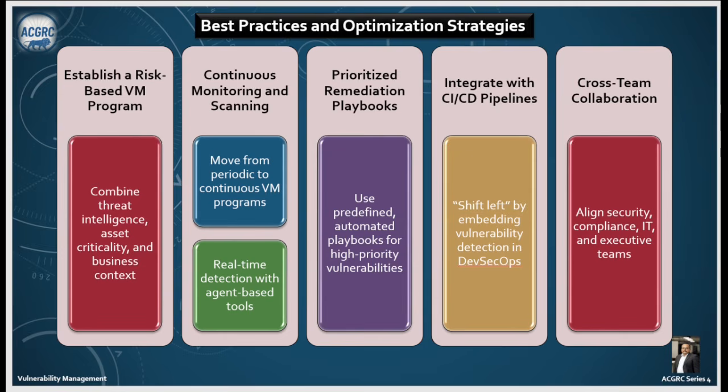Use asset context for smart prioritization. That is, understand the importance of each asset in your network. Link vulnerability scanners to your CMDB, so each finding is tied to a business criticality score. Tag your payment system, for example, as high priority and treat any vulnerabilities there as urgent.